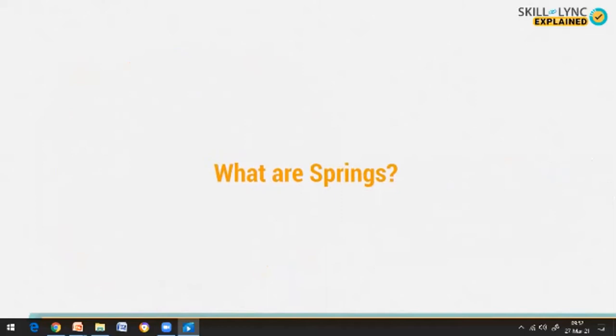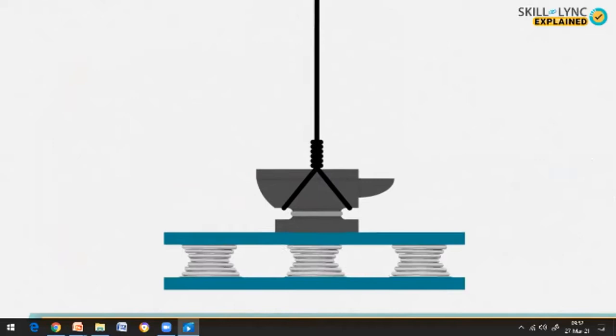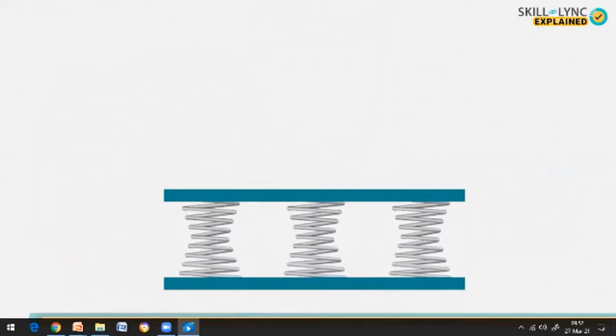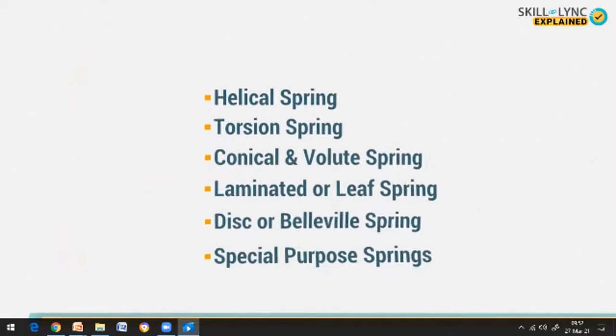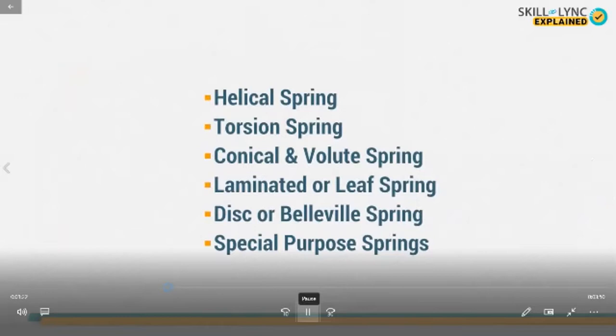So, the first question: what are springs? Springs are mechanical devices that deflect or compress when a load is applied on them and restore to their original shape when that load is removed. They are used for pulling, pushing, winding, supporting, and sometimes lifting. Depending on the need, springs are classified into the following major types: helical spring, torsion spring, conical and volute spring, laminated or leaf spring, disc or Belleville spring, and special purpose spring.